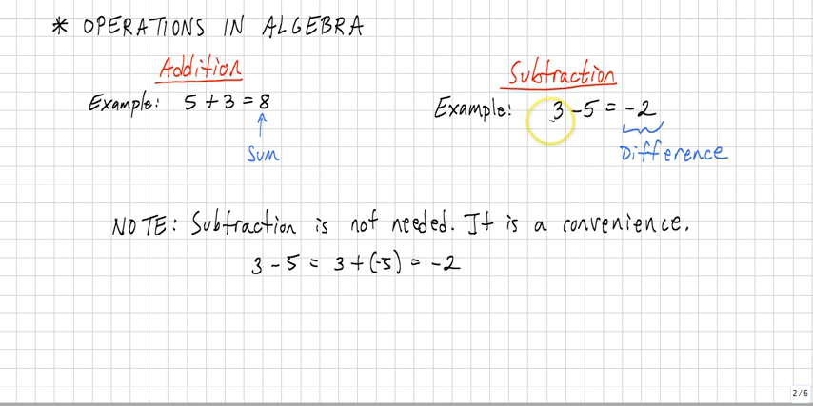You could subtract two numbers or two expressions. So 3 minus 5 would be negative 2, and that negative 2 would be the difference of those two numbers. Now keep in mind, subtraction is technically not needed at all. We just use subtraction for convenience in algebra. If I want to do 3 minus 5, I could just do 3 plus negative 5, which would be negative 2. So I can just not use subtraction at all and just add the opposite.